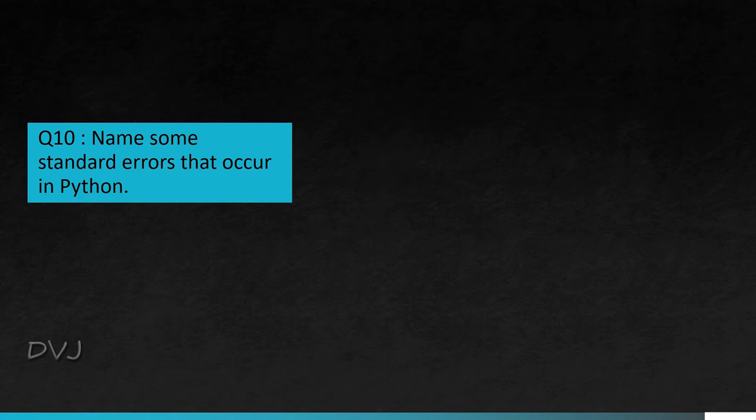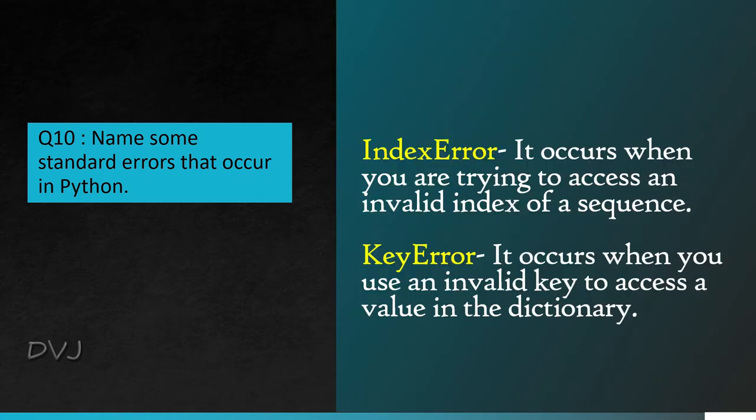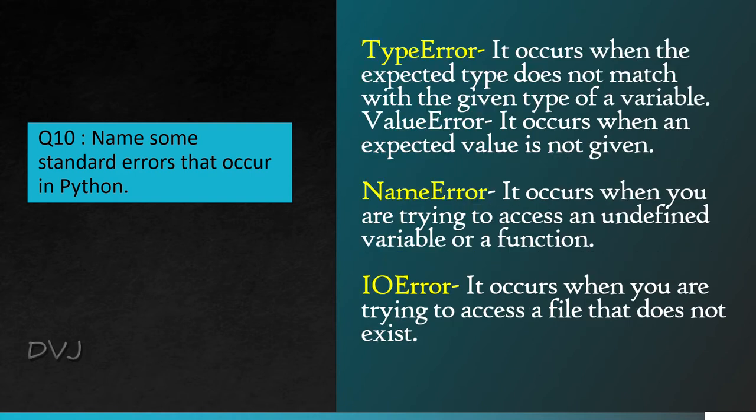Question number 10. Name some standard errors that occur in Python. Index error. It occurs when you are trying to access an invalid index of a sequence. Key error. It occurs when you use an invalid key to access a value in the dictionary. Type error. It occurs when the expected type does not match the given type of a variable. Value error. It occurs when an expected value is not given. Name error. It occurs when you are trying to access an undefined variable or a function. IO error. It occurs when you are trying to access a file that does not exist.